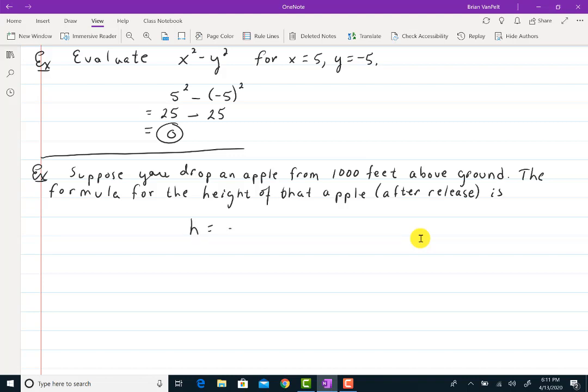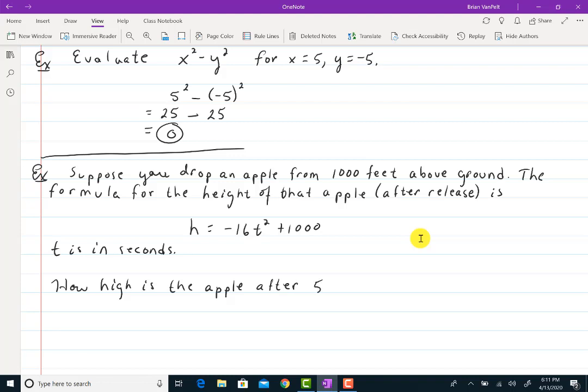H equals negative 16t squared plus 1,000. This is a formula for how high the apple will be at any time. Oh, t is measured in seconds. So what I want to do then is how high is the apple after 5 seconds?